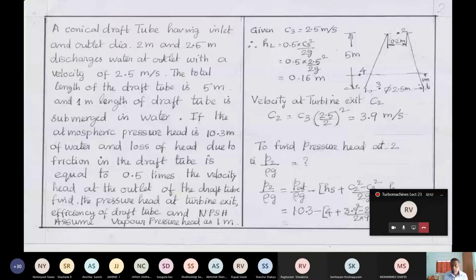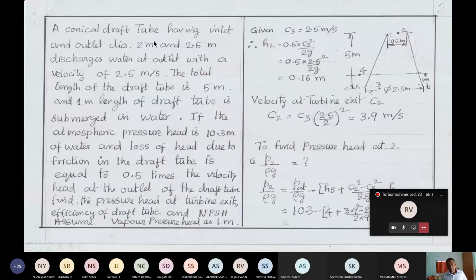So it's about a conical draft tube. See, there are different types of draft tubes which I have not discussed. You have rectangular type, conical, then bend type. Different types are there. Okay. So this is a simple conical draft tube, to illustrate some of the basic principles involved.